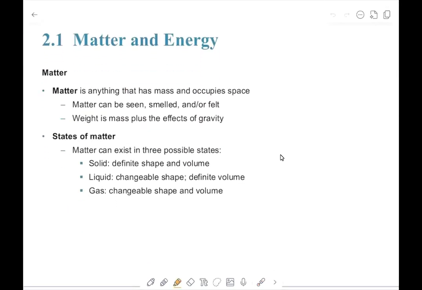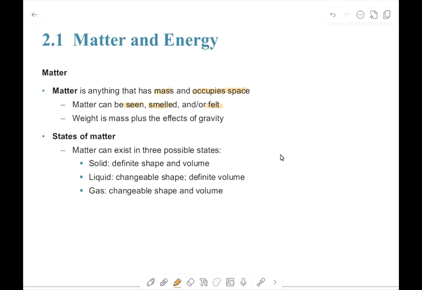Matter is anything that takes up mass and occupies space. So matter can be seen, it can be smelled, and it can also be felt. Now, weight is mass plus the effects of gravity. So what that means is that our weight is going to be less once we're in orbit or once we're on the moon, for example.